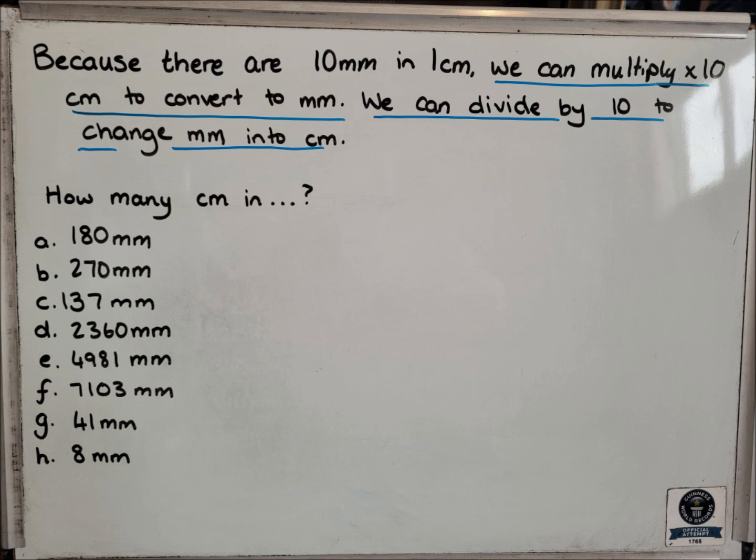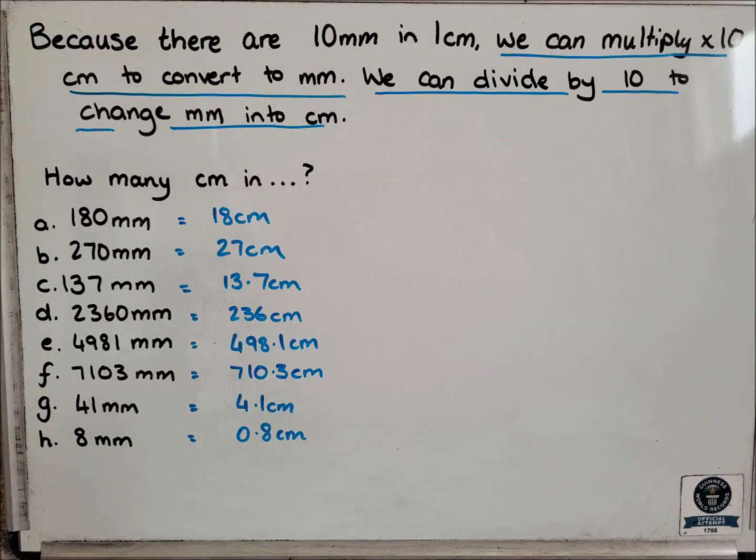Brilliant, hopefully this is all making sense. So for the first one, 18 centimetres, then we've got 27 centimetres, 13.7 centimetres, 236 centimetres, 498.1 centimetres, 710.3 centimetres, and 4.1 centimetres.